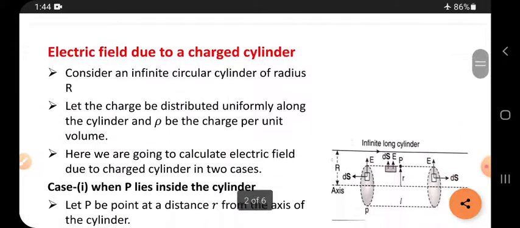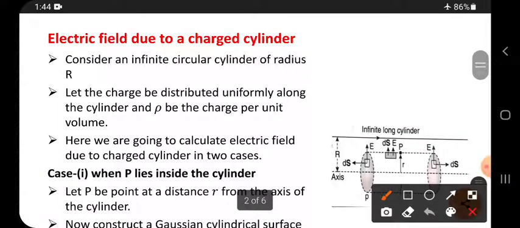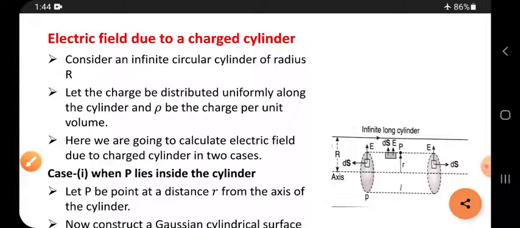Okay, friends, let me start the chapter. Today's chapter, new topic: electric field due to a charged cylinder. Already I have explained and uploaded for the sphere. Now for the charged cylinder, for cylinder only. Okay, so let me start.